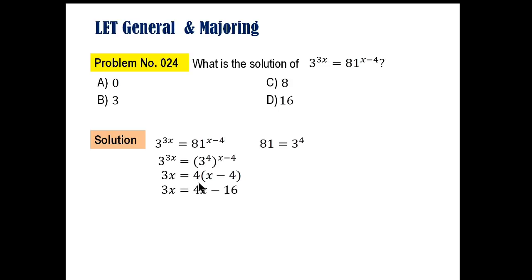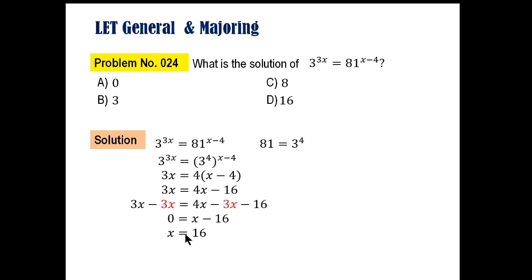Okay, 3x is equal to 4 times x, 4x, 4 times negative 4, that's negative 16. Now we're going to solve for x. We will subtract both sides of the equation by 3x. Okay, 3x minus 3x is equal to 4x minus 3x minus 16. To simplify, this is 0 equals x minus 16.